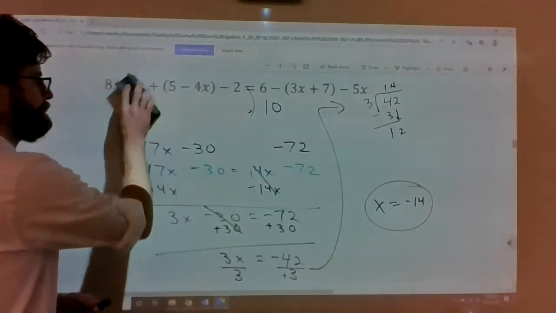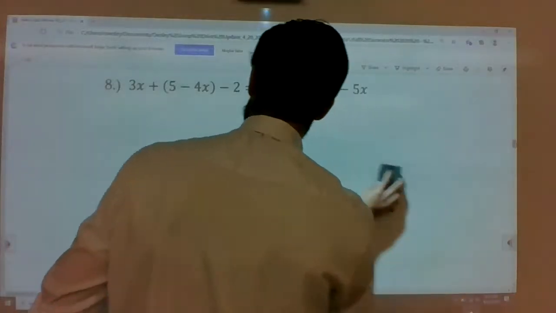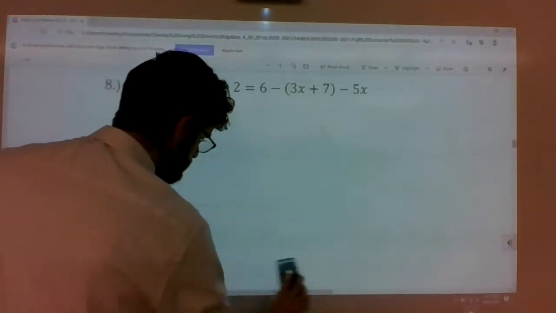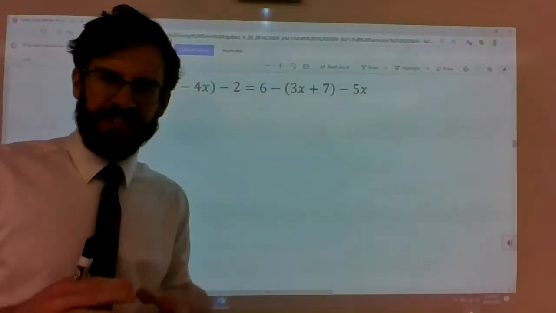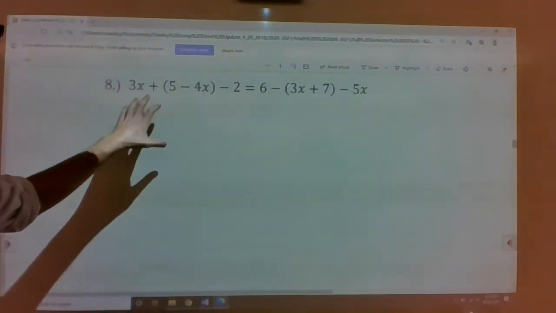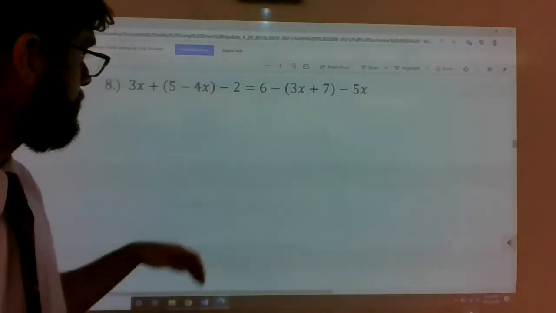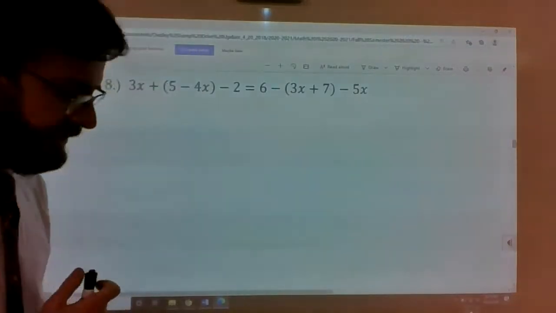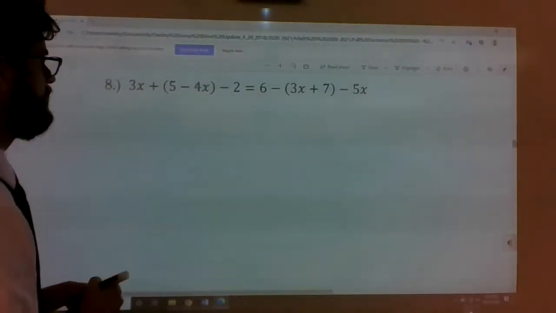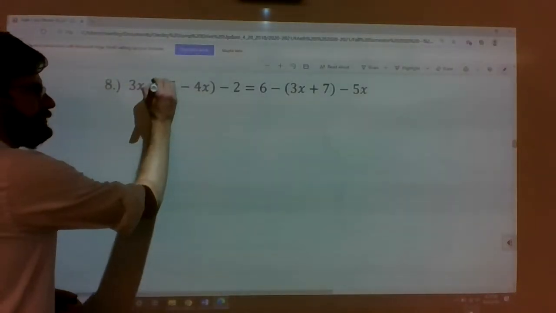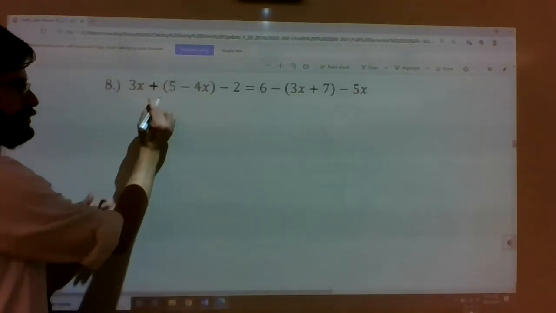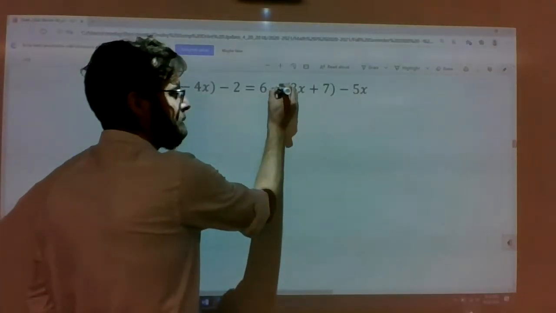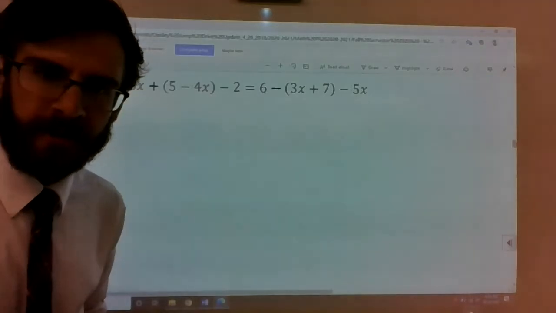Number 8. Things are escalating a little bit. We have to deal with parentheses on both sides. This is a great one to talk about because a lot of people get confused when they have to distribute just a plus or just a minus. I'm here to clarify that.